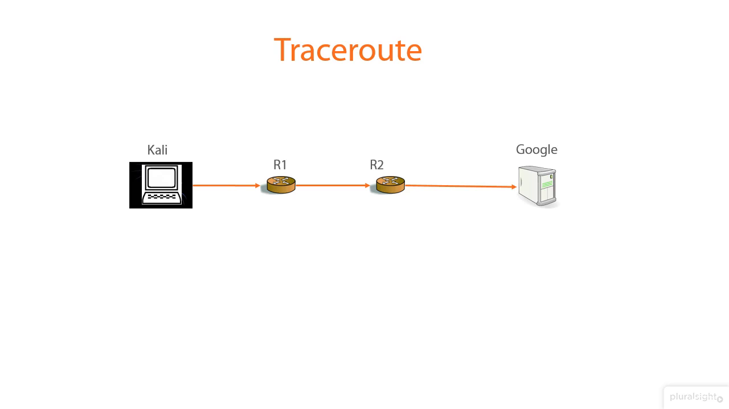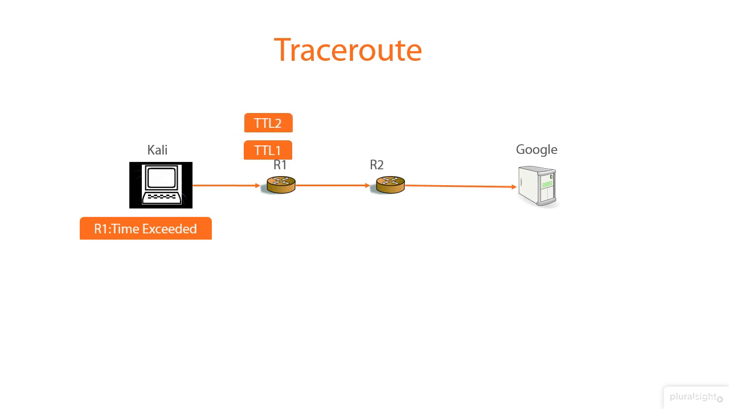First, the Kali host will send a TTL 1 probe to the router R1. Then R1 will pick it up and send a response back with time exceeded. Next, the Kali host will send a TTL 2 probe to R1.